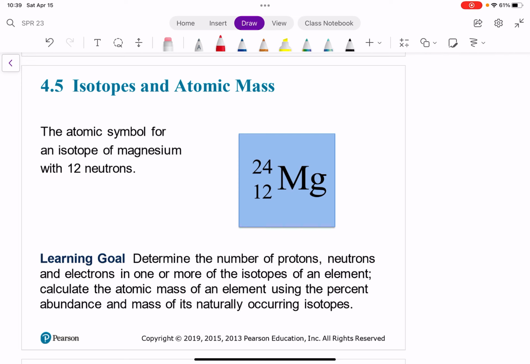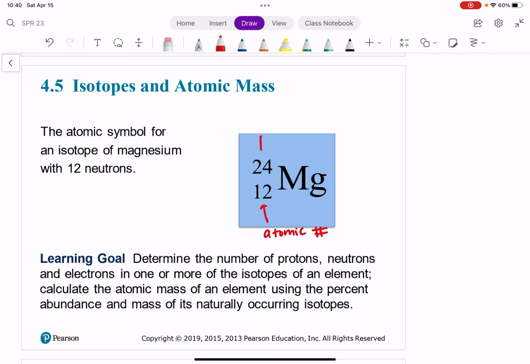All right, let's move on to 4.5, which is about isotopes and atomic mass. I'll try to get to 7.1 if we can here, but we'll see. So here's another way that you'll see atomic symbols written. In this case, magnesium, which one of these numbers is the atomic number? Sorry. Yeah, it's actually 12. So if you look at the periodic table, 12 is the number on top, and we said that's the atomic number. So that's the number of protons and the atomic number.